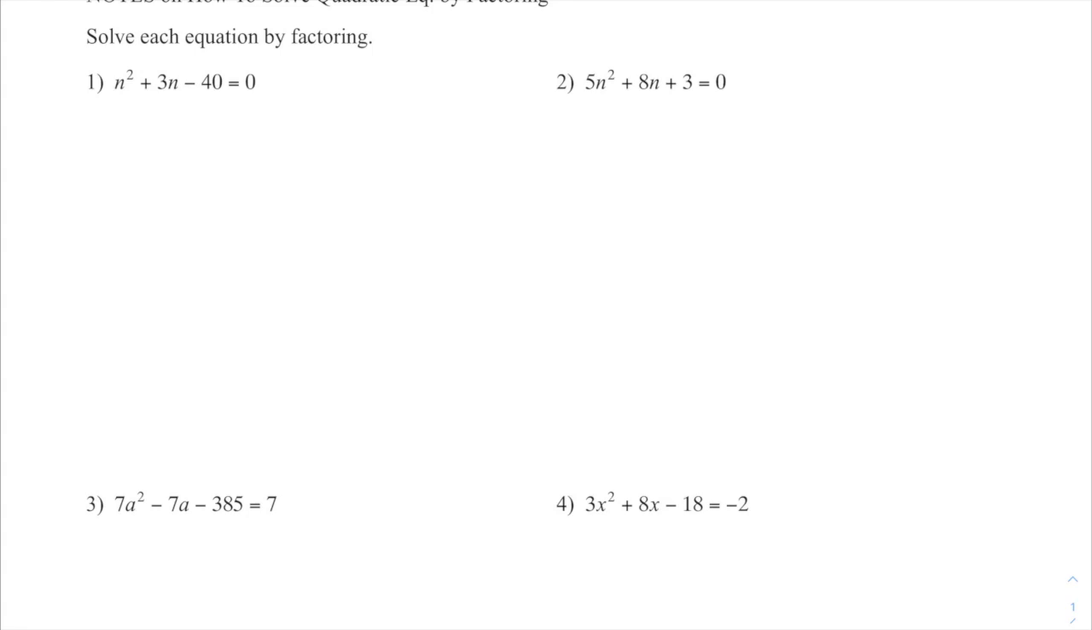Alright, so for this lesson we're going to talk about how to solve quadratic equations by factoring. So a couple of things. How do we know we have a quadratic equation to begin with? Well, that's because we have a squared term. We see that there's a variable squared.